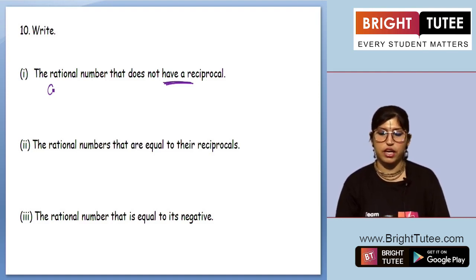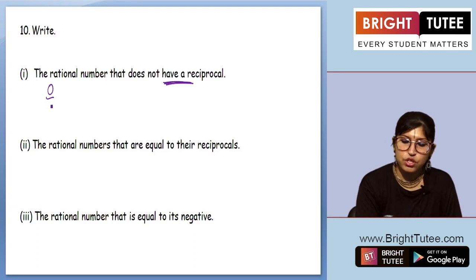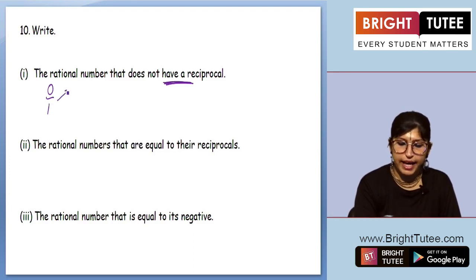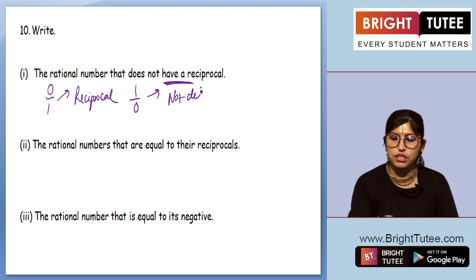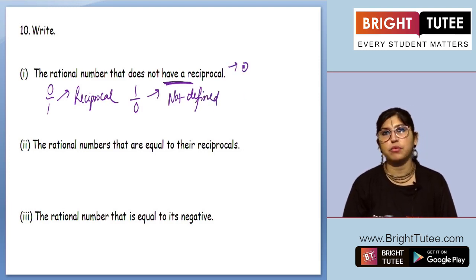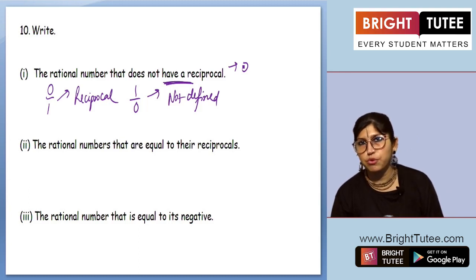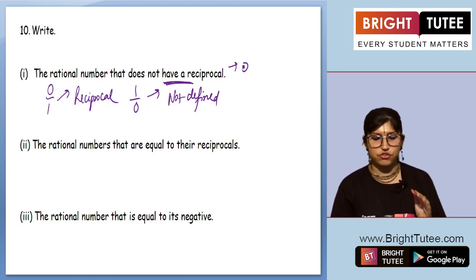Let me just tell you here as well, because 0 we can write as 0 by 1, and if I talk about the reciprocal, that will be 1 upon 0, and if in the denominator we get 0, we can say that it is not defined. So we can say that 0 is the only rational number that does not have a reciprocal. Now I will give you a few seconds, try to answer the second and third part.